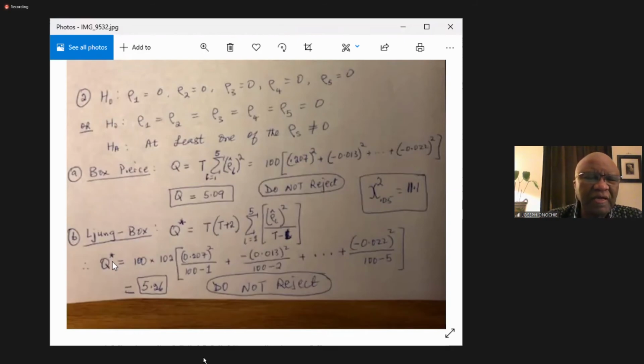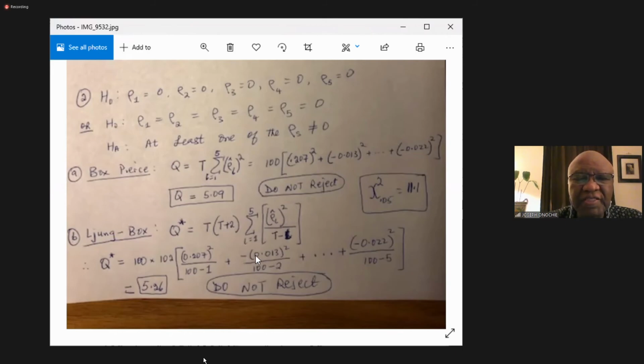So look at here. The Ljung-Box is 100 times 100 plus 2, 102, times the autocorrelation at first lag squared divided by 100 minus first lag, 1. Is everybody looking at that? Okay. Yeah, I made a mistake here. This negative should be inside the parentheses, okay? Sorry about that. So please correct that.